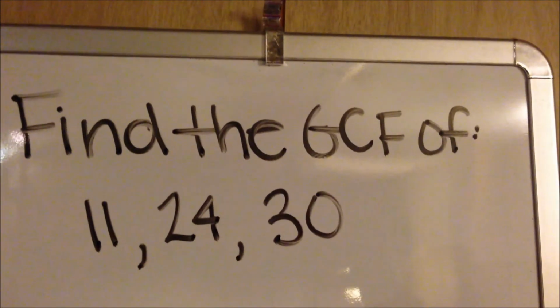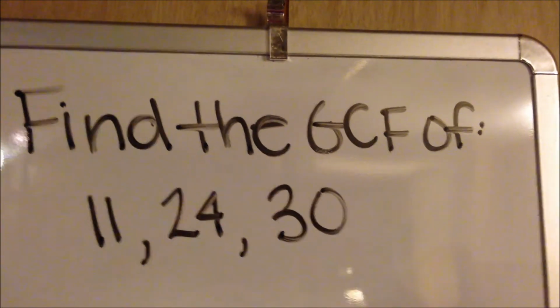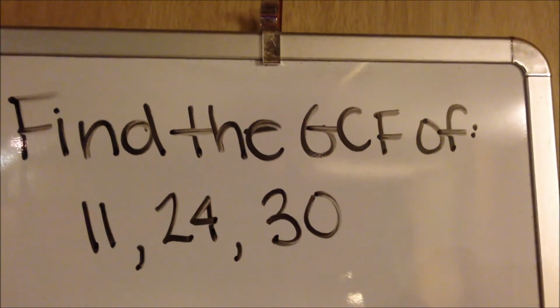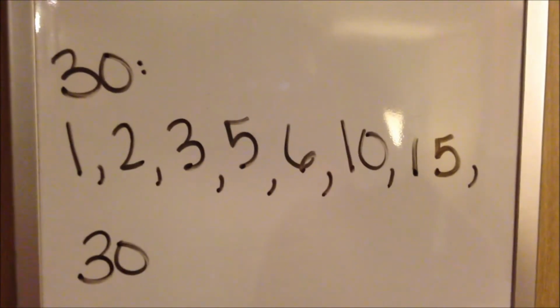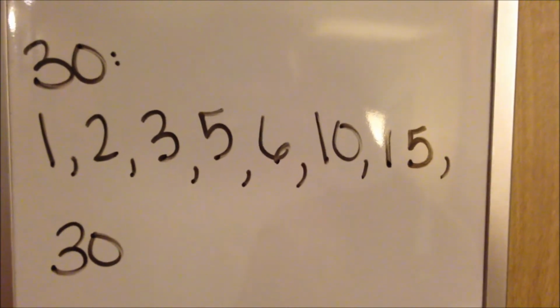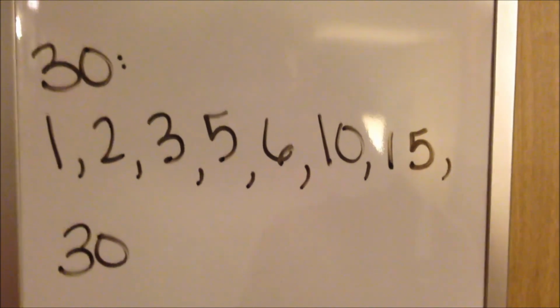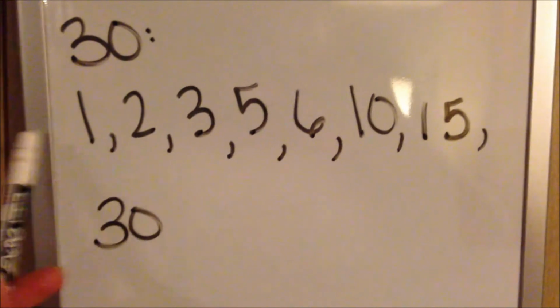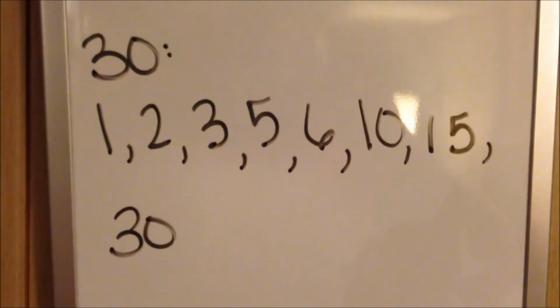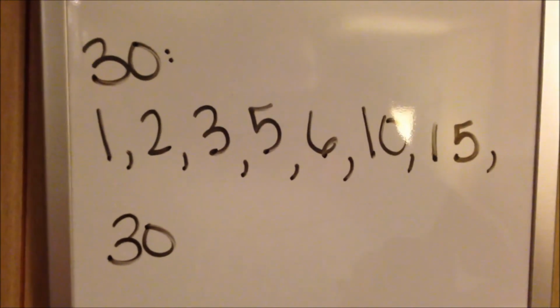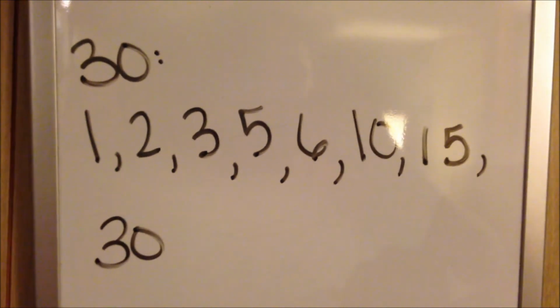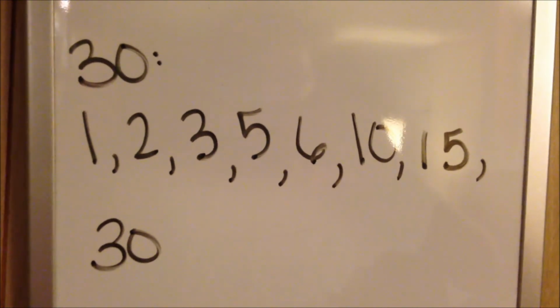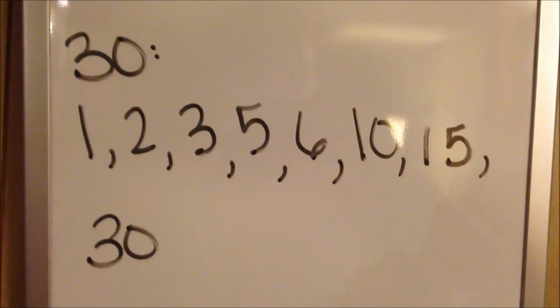Let's try another example. Find the GCF of 11, 24, and 30. Well, again, I wrote out the factors of 30: 1, 2, 3, 5, 6, 10, 15, and 30. Starting with the largest number, 30, let's work our way down. Okay, the number 30 is obviously not the GCF because 11 and 24 are both smaller than 30, so they obviously cannot have 30 as a factor.